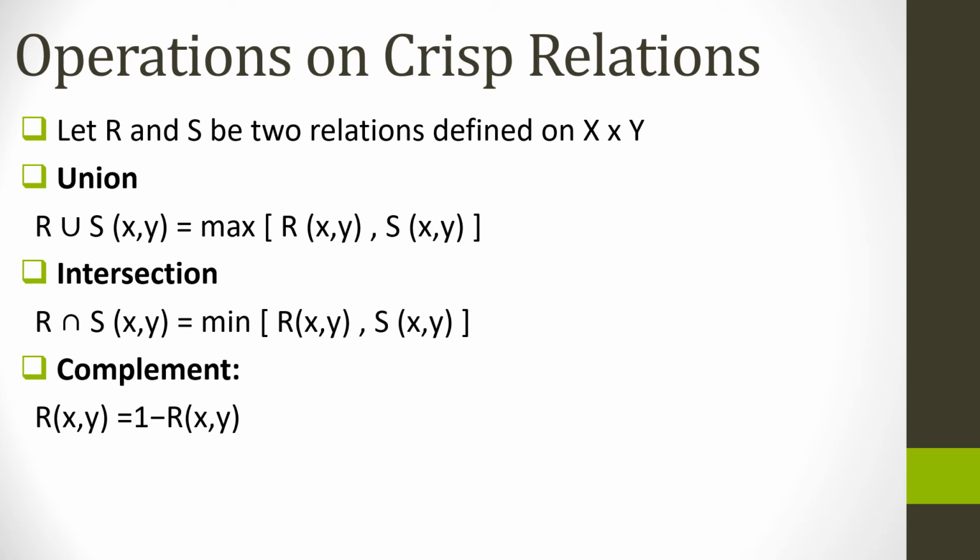The next operation is intersection. Intersection means AND. For R intersection S on (x, y), you take the minimum element from R and S. What is the complement? If there is a relation on (x, y), then you subtract that set from 1.